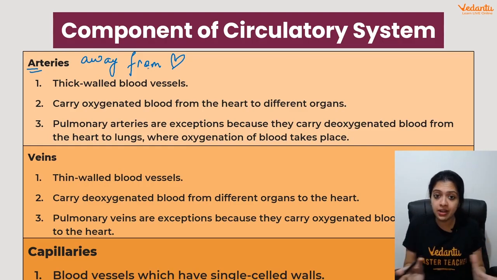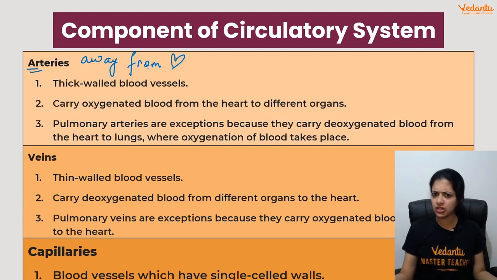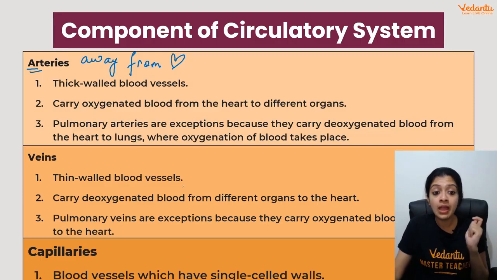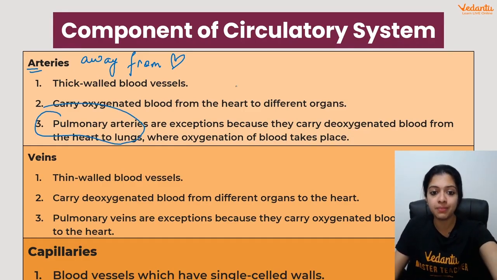And in general, they carry oxygenated blood because from the heart to the rest of your body, it's majorly oxygenated blood that our bodies, tissues and cells would need, right? But there is an exception over here. Pulmonary artery is a major exception, is the only exception rather. Because the pulmonary artery carries deoxygenated blood from the heart to the lungs.